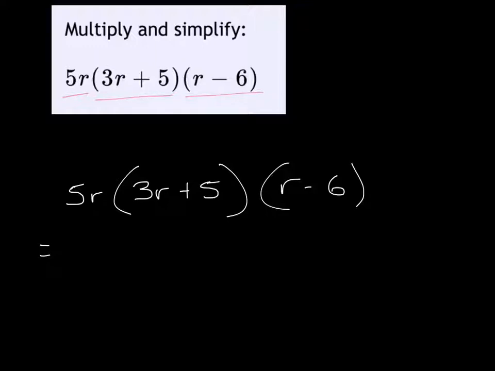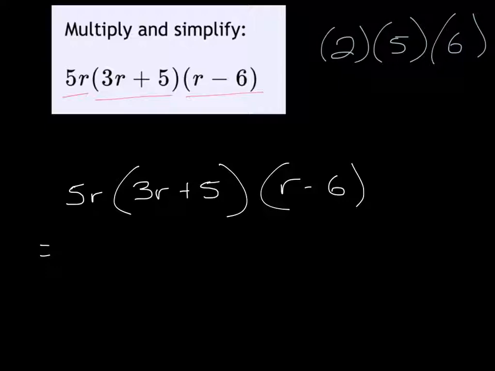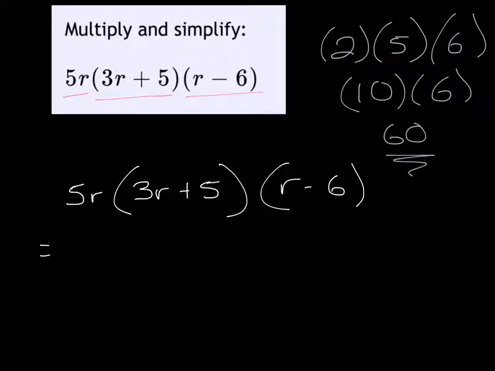Like for instance, on the side here, if I had 2 times 5 times 6, you can't multiply all three of those together at the same time. What you'd have to do, you'd have to multiply the 2 and the 5 to get a 10, and then multiply that result by 6 to get to 60. So we're going to do the same thing here.